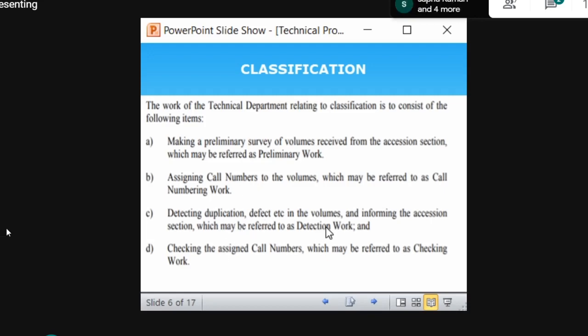Checking, the fourth point, is where they check the assigned call numbers, which may be referred to as checking work. See, in the second step, one team will assign the call number. Finally, another team will check whether this call number is right according to the scheme. They take this many processes for rework in order to ensure perfection. So they segment the work into teams: one team will do call numbering, one team will do deduction work, one team will do checking work.